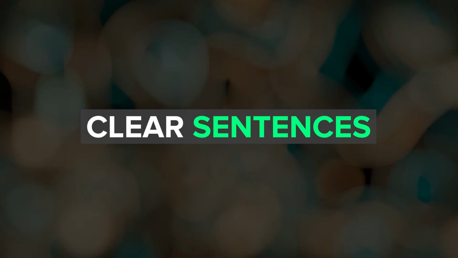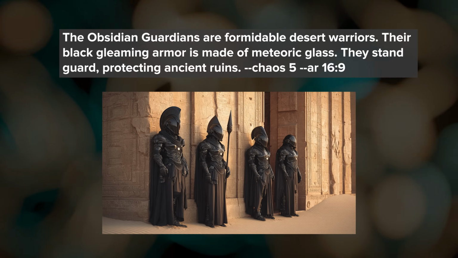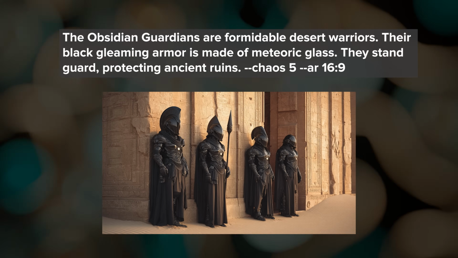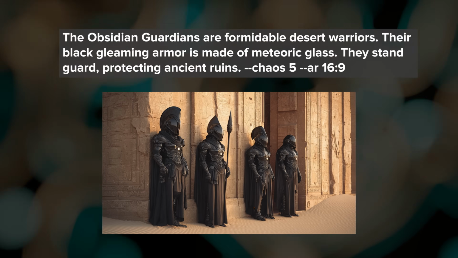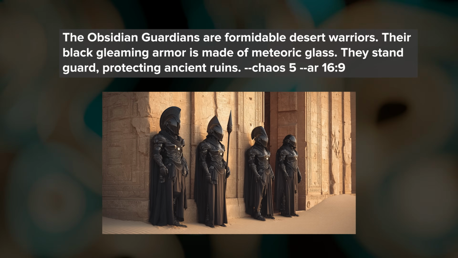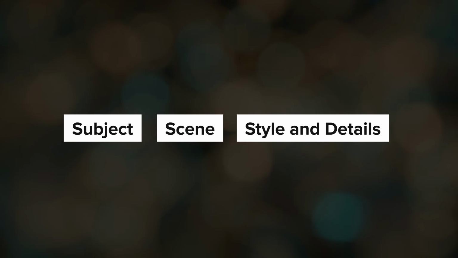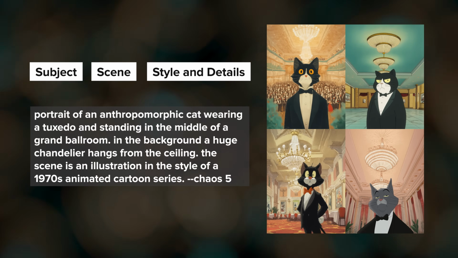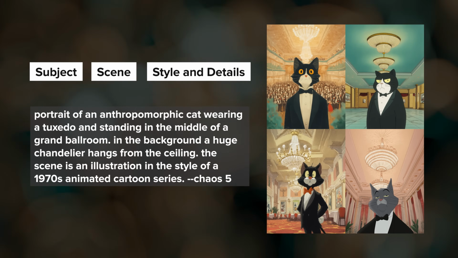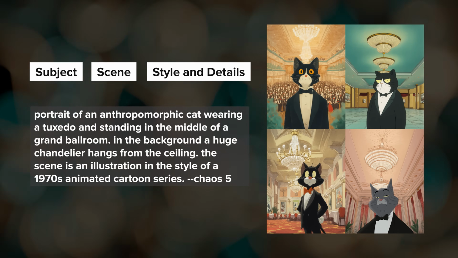Next, use clear and complete sentences. Midjourney V6 and V7 prefer natural language, and that means good grammar, spelling, and punctuation will help Midjourney interpret your prompt correctly. Here's a basic prompt formula that you can use to help get you started. I used this format to guide this prompt of an anthropomorphic cat wearing a tuxedo in a grand ballroom.